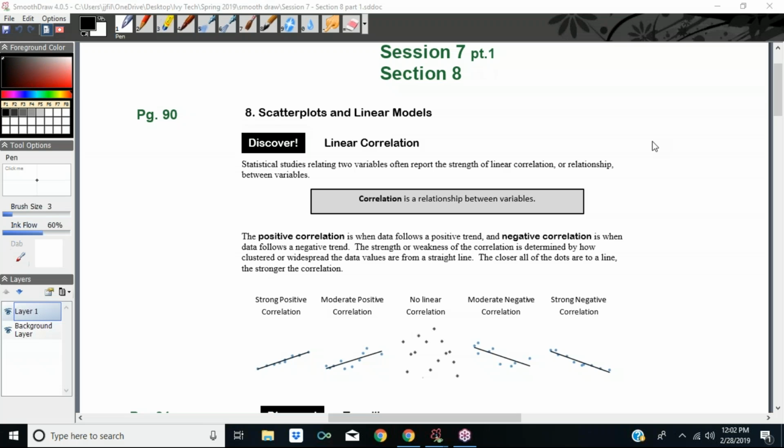All right, well, good afternoon. It is Thursday, 12 to 1, Math 123, and it is February 28th. So today is session 7. We're looking at section 8, which is about scatter plots and linear models.